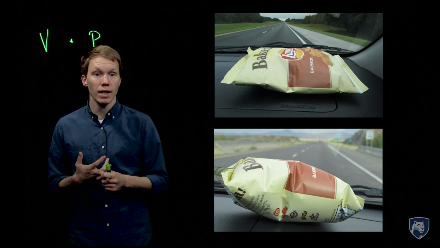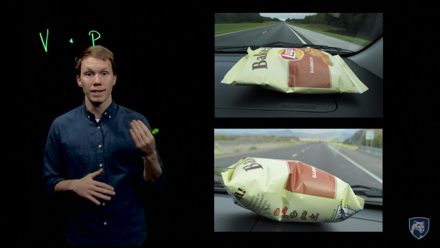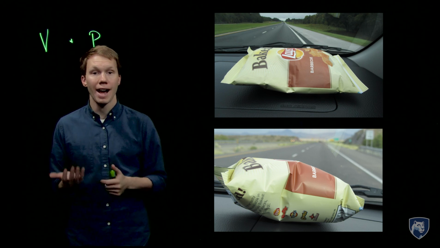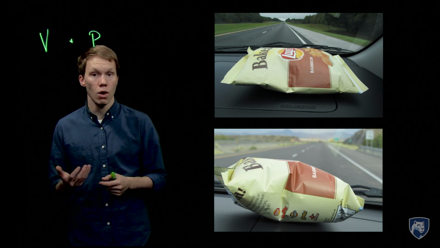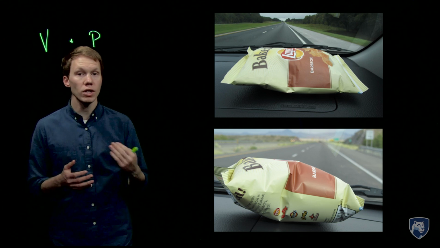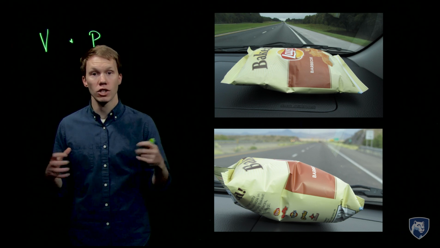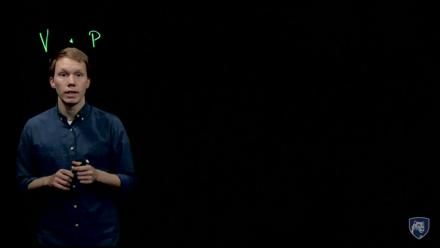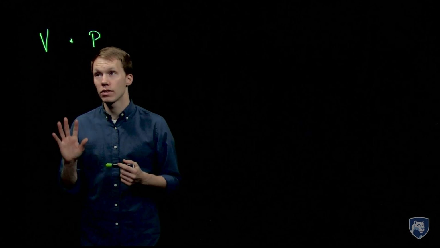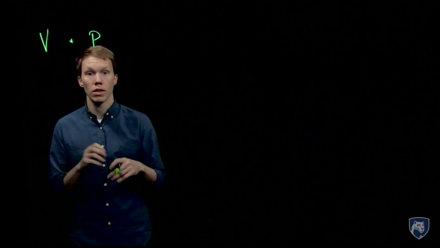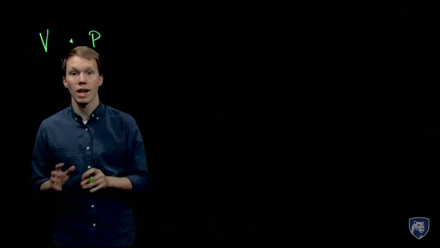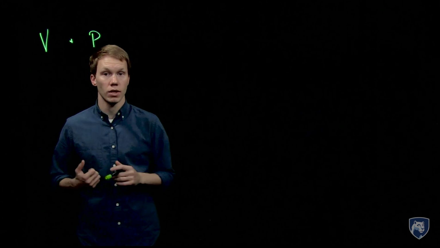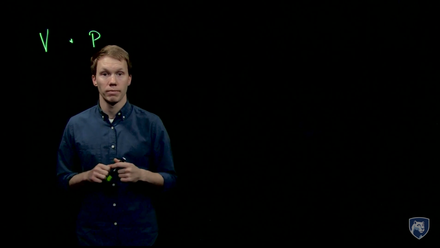But we know that there is a difference with respect to the altitude in pressure. So as we go to higher altitudes, we experience lower pressures. So the pressure has decreased and the volume of that chip bag has increased. So the relationship is inverse. As the volume increases, the pressure decreases, or vice versa. As my pressure decreases, my volume increases, which is what we observed in this experiment.